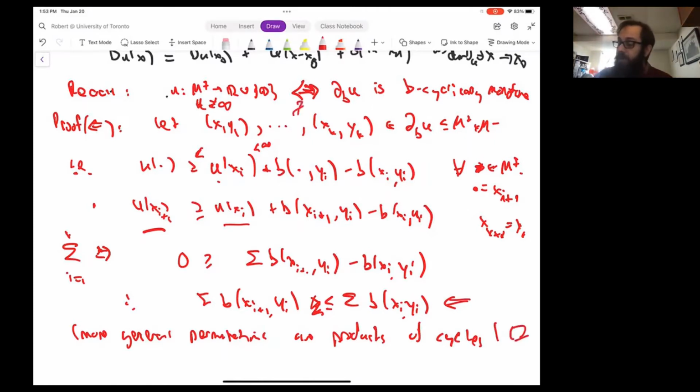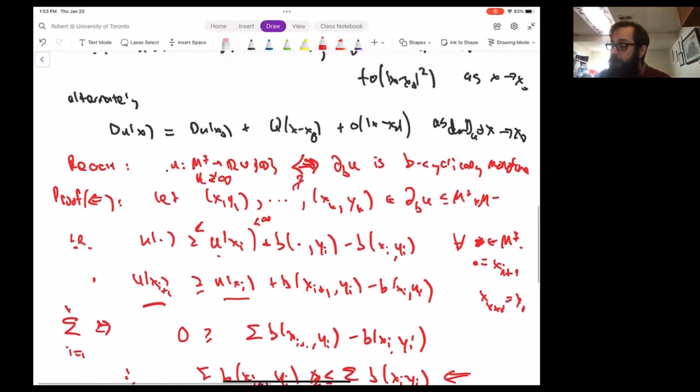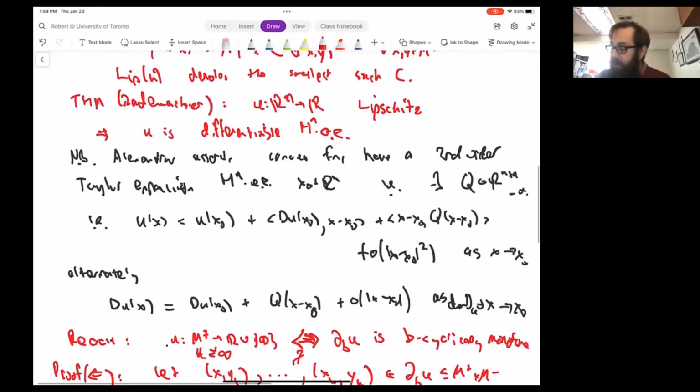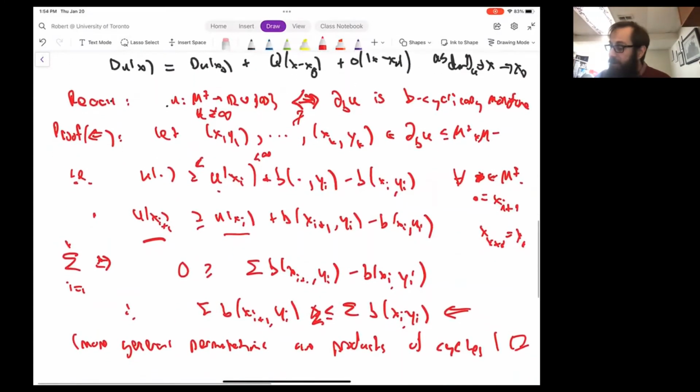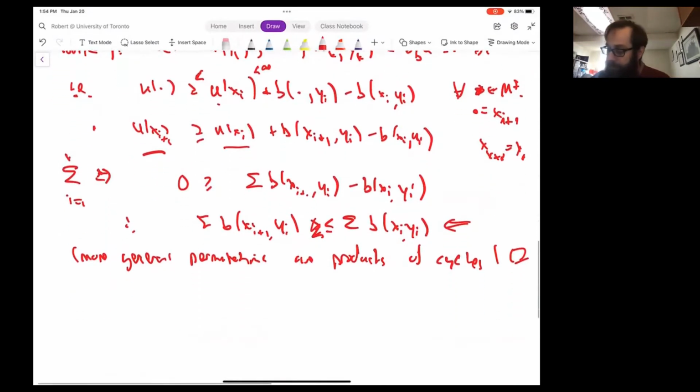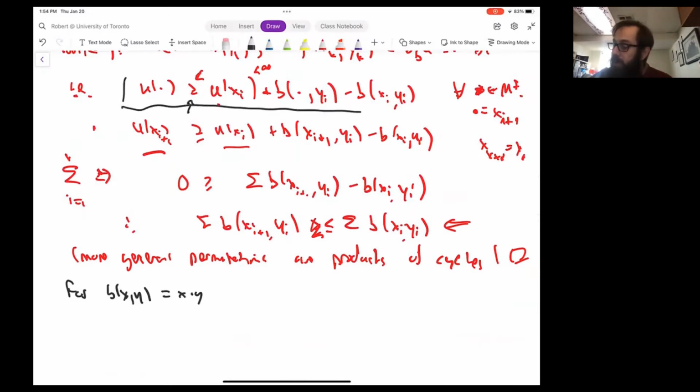Okay, so now I have this. And that tells me in particular, I want to come back to Alexandrov's theorem, and I want to reduce it to Rademacher's theorem. It tells me in particular that if I look at our special example where B is bilinear, then this inequality turns into saying that y is like the gradient of u, and I have a first order Taylor expansion.